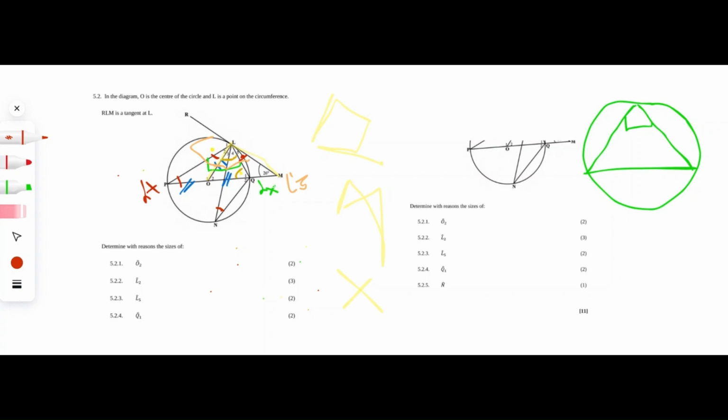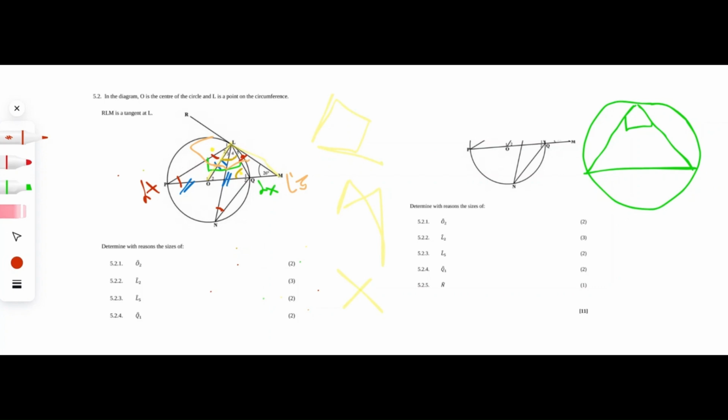But here is the catch: we need the numerical value of O2. So what you always want to do, when you have to calculate the numerical value of a certain angle, is always start with the part of the diagram that actually has a numerical value.